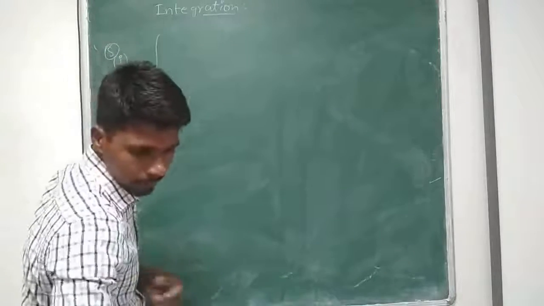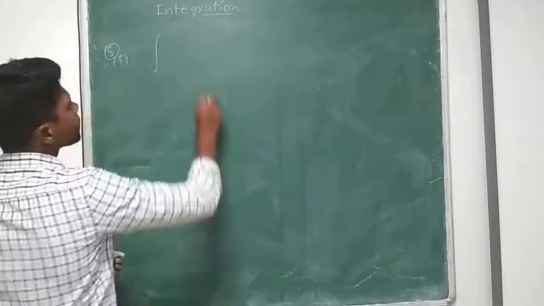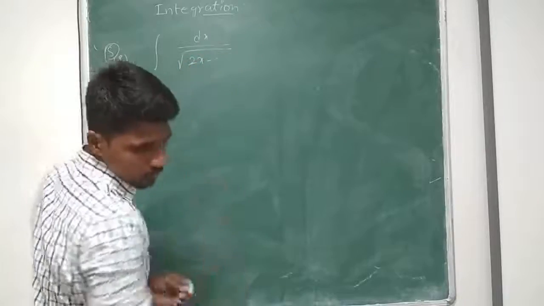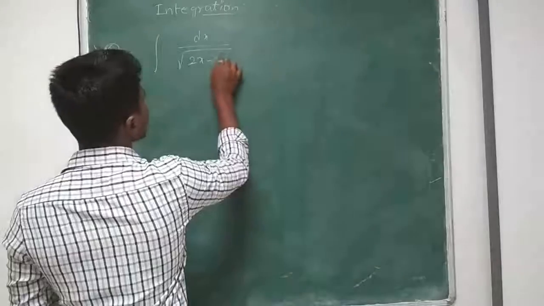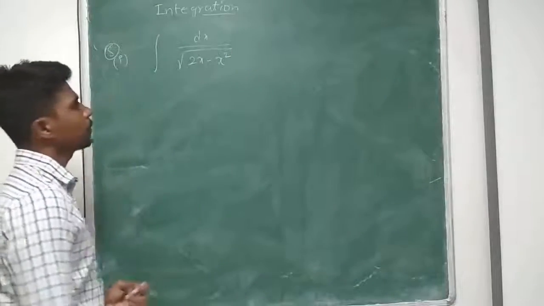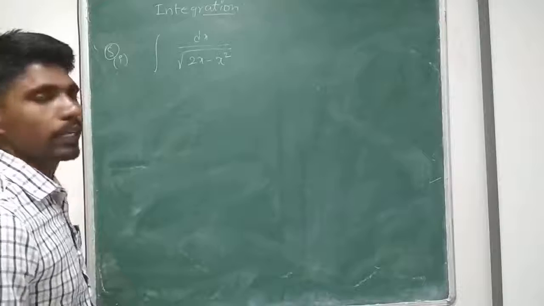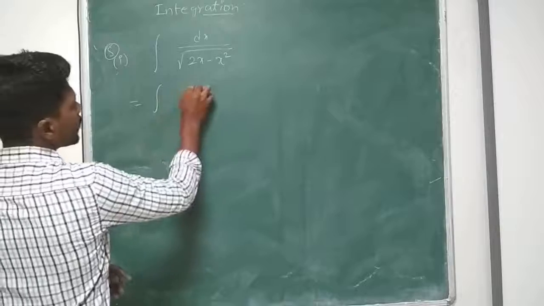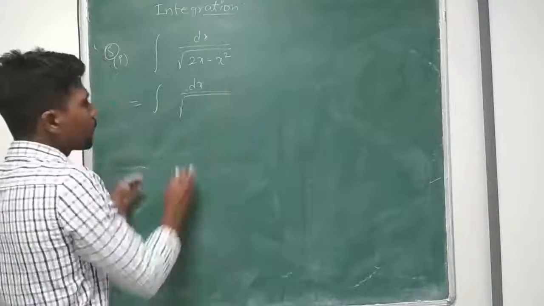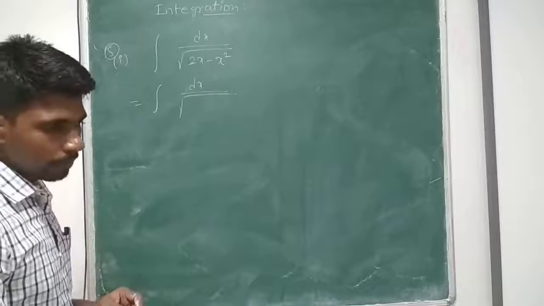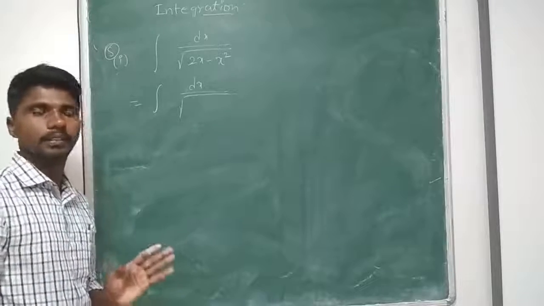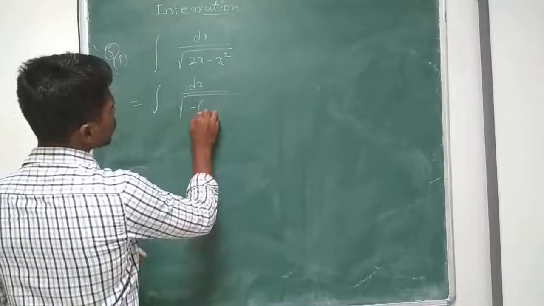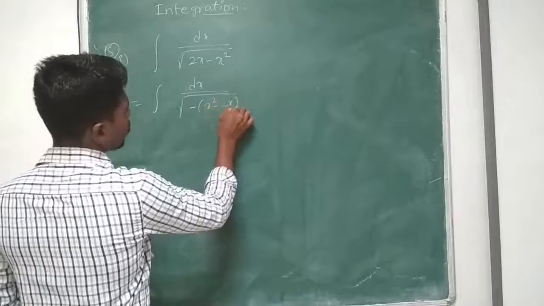Integral dx by root of 2x minus x square. This is the problem they gave, and we know the x square coefficient should not be negative, so I take minus common. I get integral dx by root of minus, I cannot take minus outside because the square root of negative numbers does not exist, right? That's the reason. So if I take minus common, then I get minus of x square minus 2x.